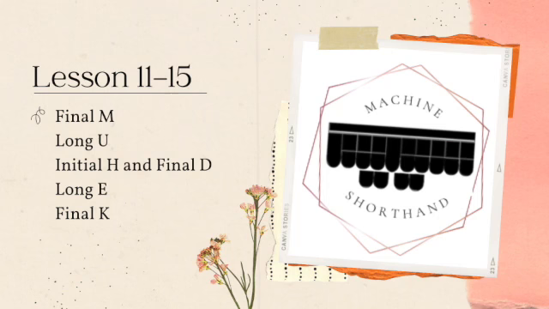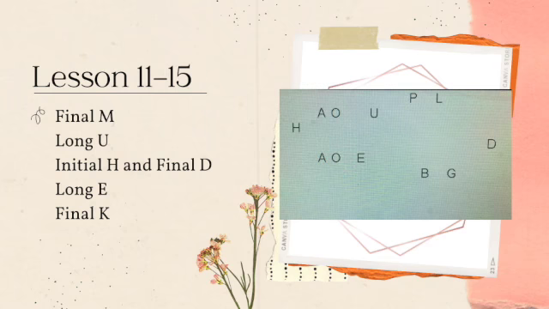Let's start. So again, lessons 11 to 15, we have final M, long U, initial H and final D, long E, and final K.